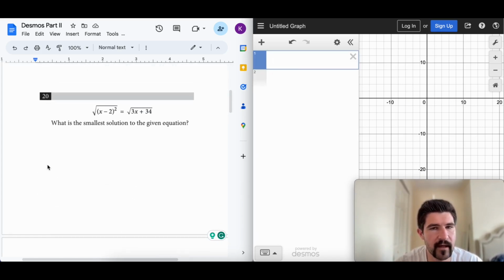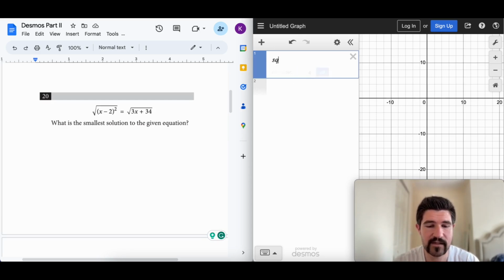Whoa. Looks really complicated. This is number 20, so as we get further into the test, we could expect that the questions are going to be a little more difficult. This one's no different, but we want the smallest solution, so it implies that there's more than one solution. What's the smallest? Well, Desmos can do this one as well.